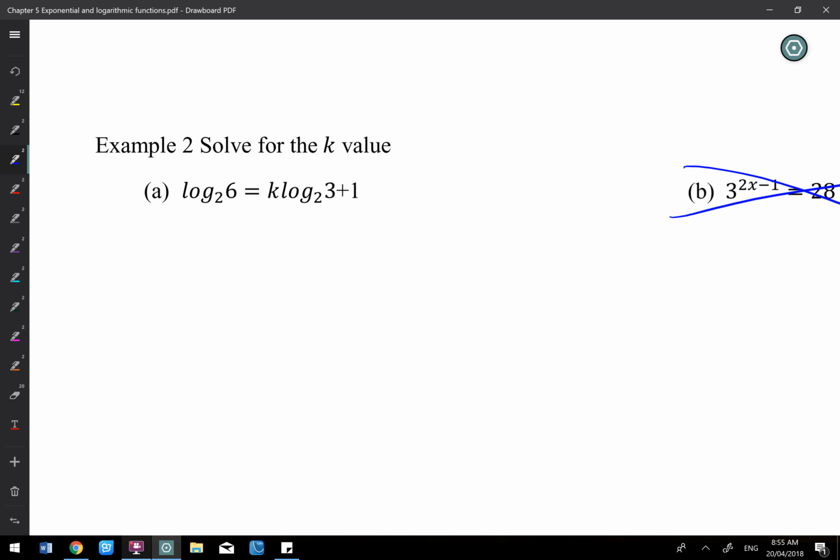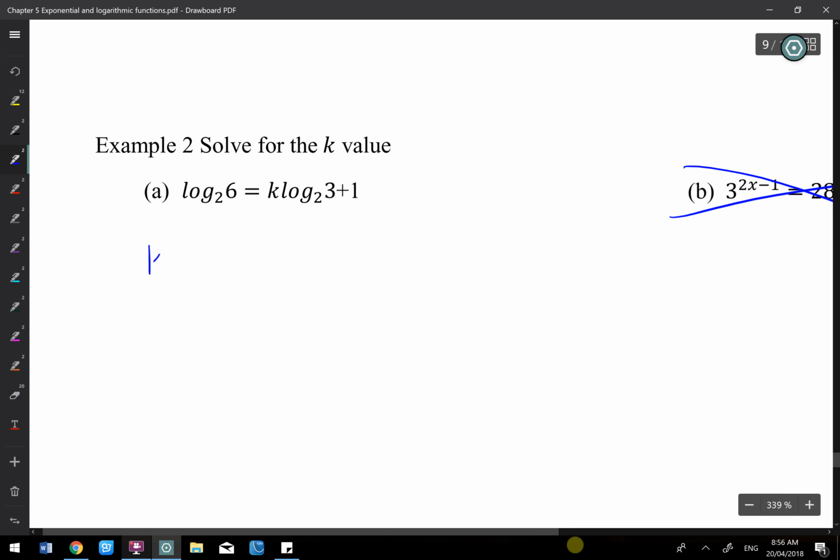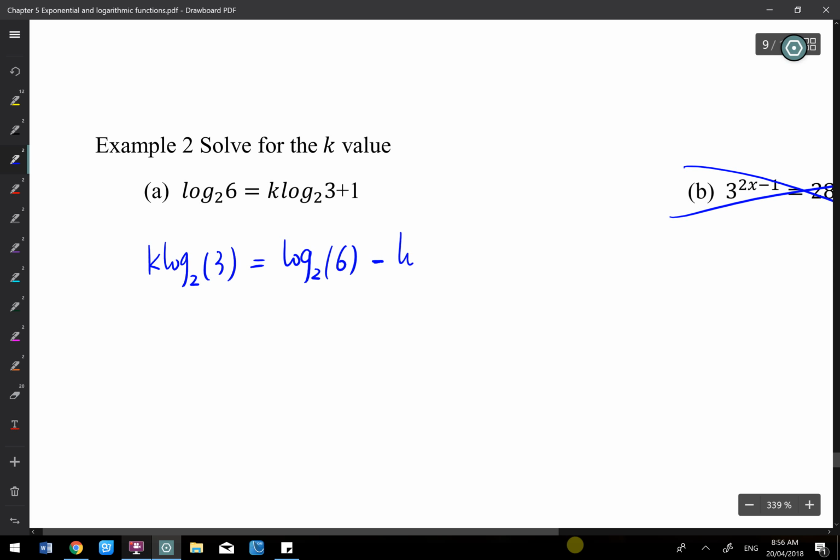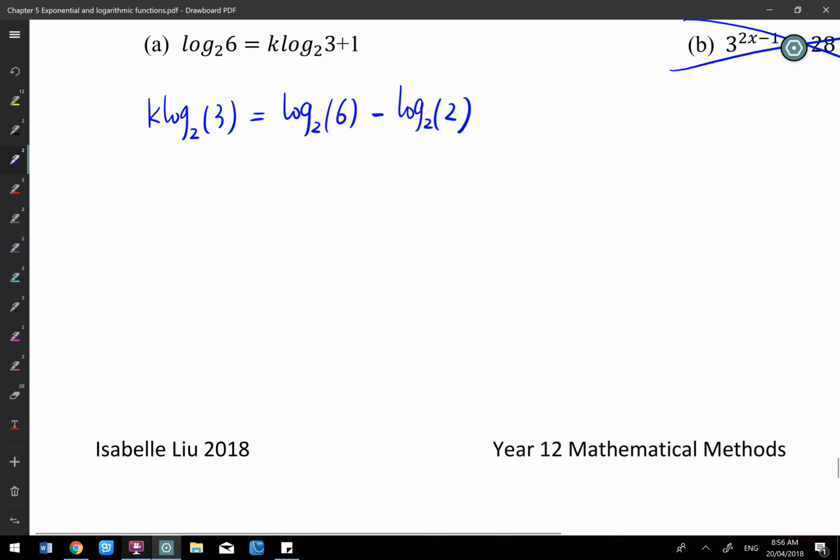For this question, I want to solve for the value of k. So k is a constant. What I can do is, k log 2 3 equals log 2 6 minus 1. The minus 1, the 1 is log 2. Why do I make it log 2? Because the base is 2, so I will make it log 2.